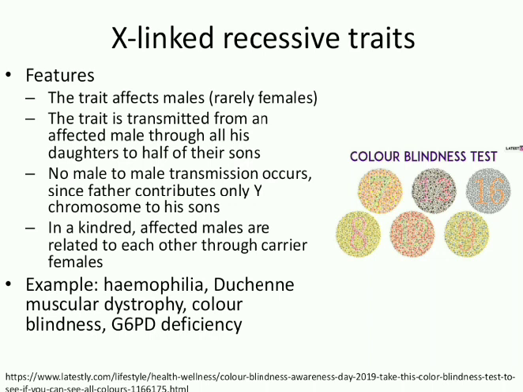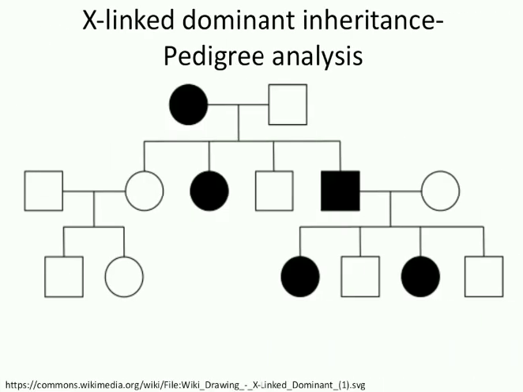Okay, there is a thing called the Lyon hypothesis. Already it was taught in your school days itself. So the trait affects males. The trait is transmitted from an affected male through all his daughters to half of their sons. No male to male transmission occurs, since the father contributes only the Y chromosome to his son. In a kindred, affected males are related to each other through carrier females. The common example is hemophilia. Then Duchenne muscular dystrophy, color blindness, G6PD deficiency.